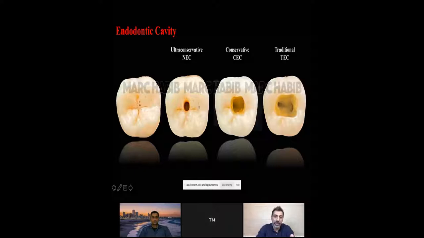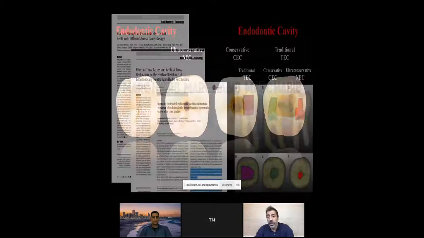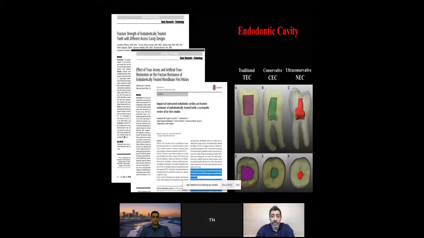When we are talking about that, we want to know why some clinicians tend to talk about the ultra-conservative access cavity, which is the ninja access cavity. There is lots of research about the topic. To keep the access cavity a very small access cavity is to maybe get more resistance to fracture.